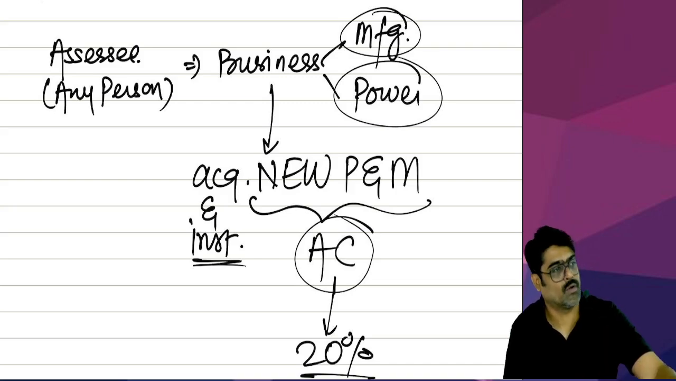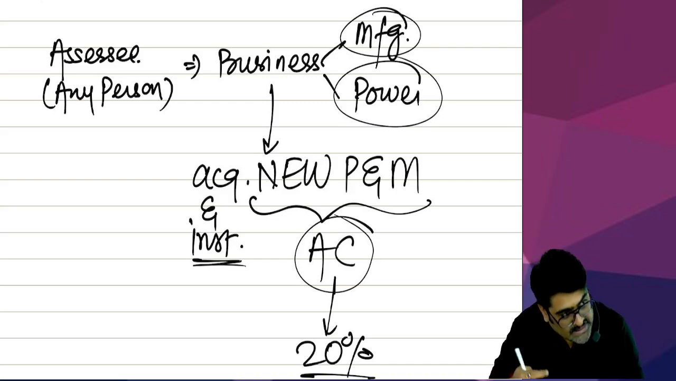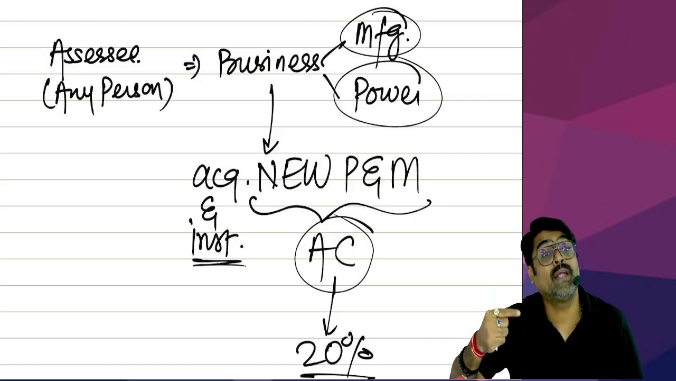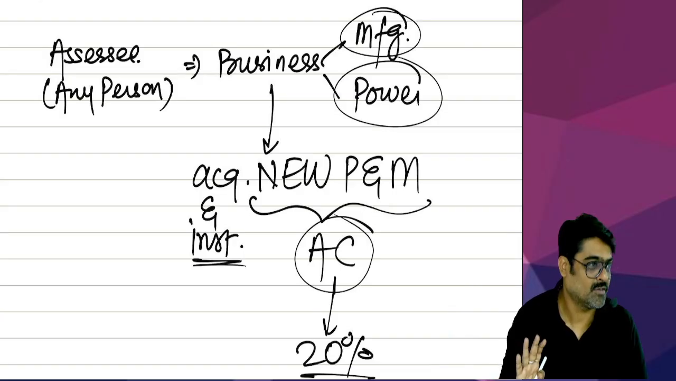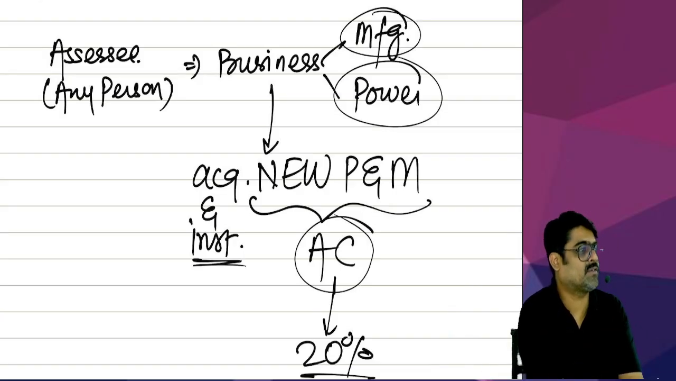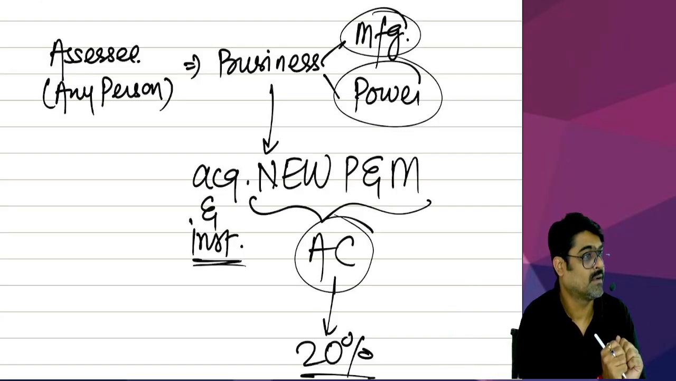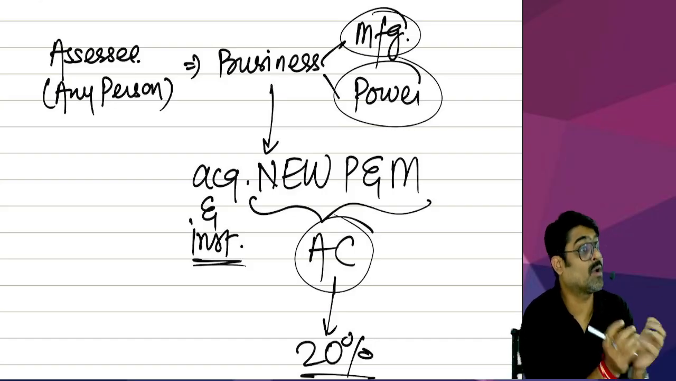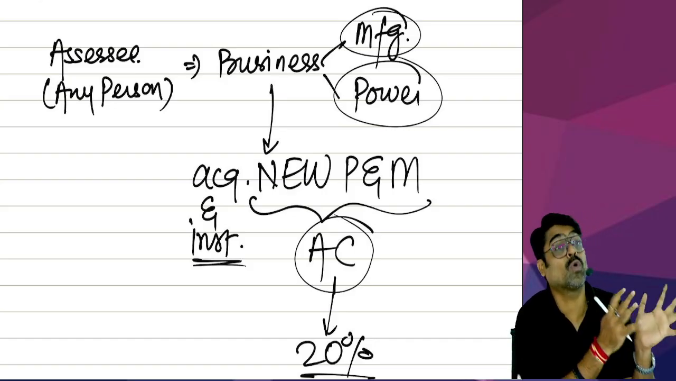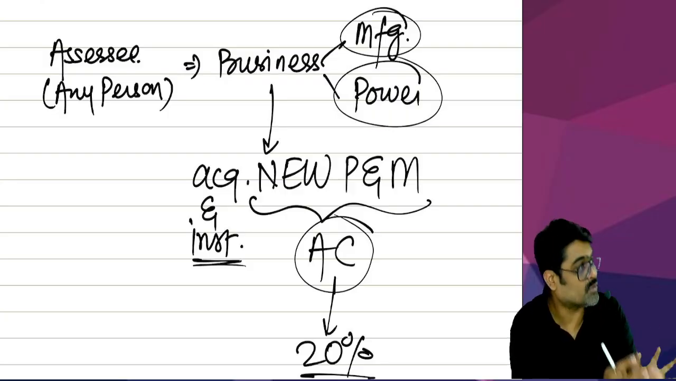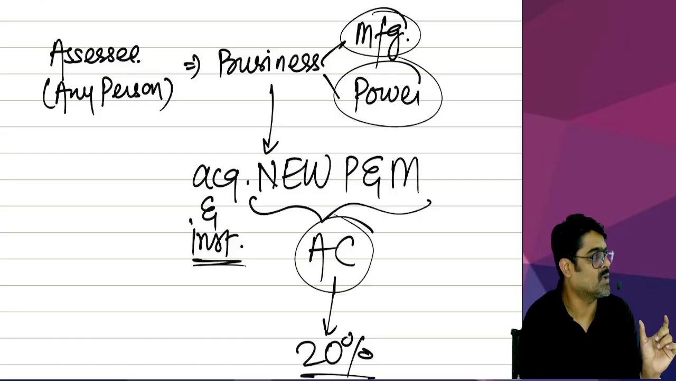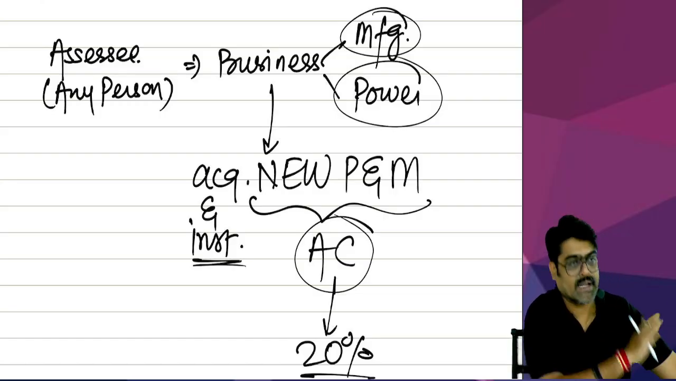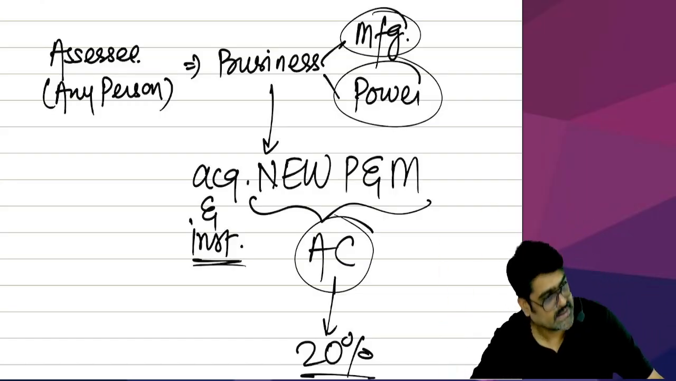But don't worry. The balance 10% will be allowed in the immediately following previous year. Because we were supposed to allow you 20% in the first year. But if we are not allowing that 20%, you are losing 10% now. Because you could put to use the plant and machinery for less than 180 days. Because of that, you lost 10% now. That 10% should not be lost. That 10% will be available in the next year.